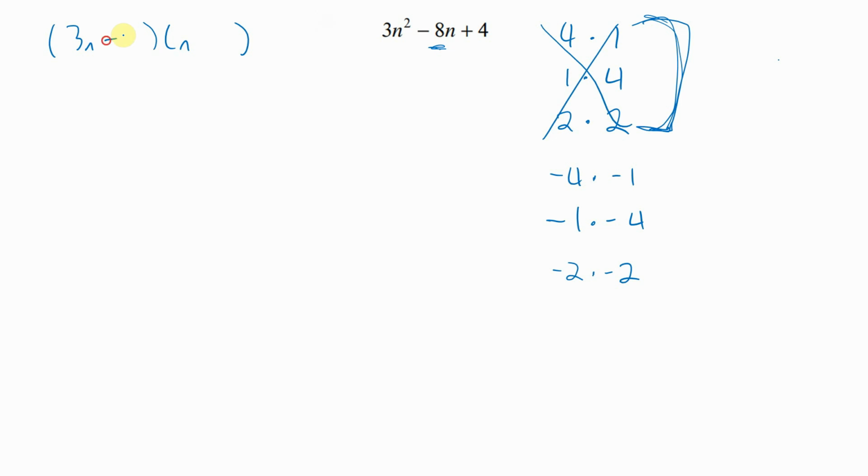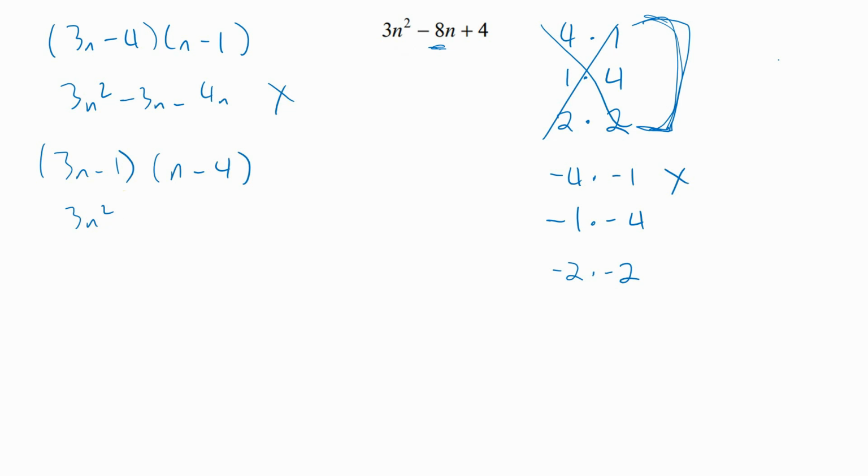I'm going to try negative 4 and negative 1 as my factors. If I FOIL that out, I get 3n squared minus 3n minus 4n. I'm just going to stop because that would be minus 7n, and I know that will not be right. Let me try the next one. That's 3n minus 1, and then n minus 4. So FOIL, 3n squared, 3 times negative 4, so that's negative 12n, minus n, that would be minus 13n. That cannot be it.